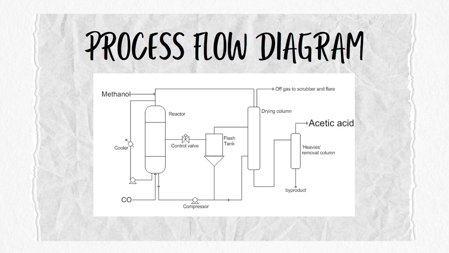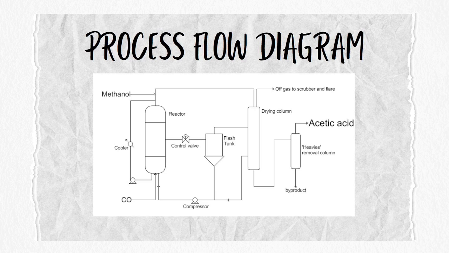As you can see, the output from the drying column goes to the gas scrubber and flare. This is for gas treatment. Gases produced during the process are directed to a scrubber where harmful components are removed. The clean gas is then sent to a flare for safe disposal. This step is essential for environmental compliance and safety.